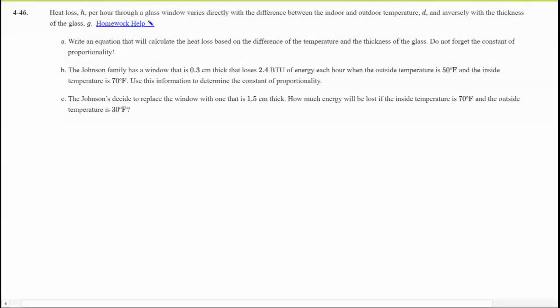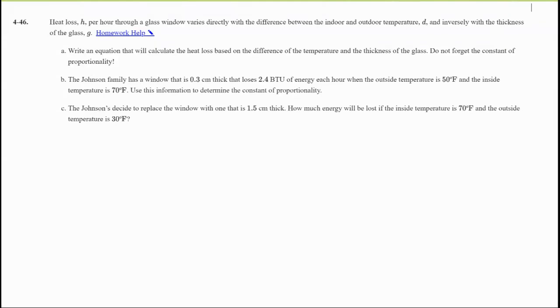Here we're going to be talking about a heat loss, which is going through a glass window, and how it varies directly with the difference between the indoor and outdoor temperatures, and inversely with the thickness of the glass. There is this notes section in 3.1.5 talking about variation.